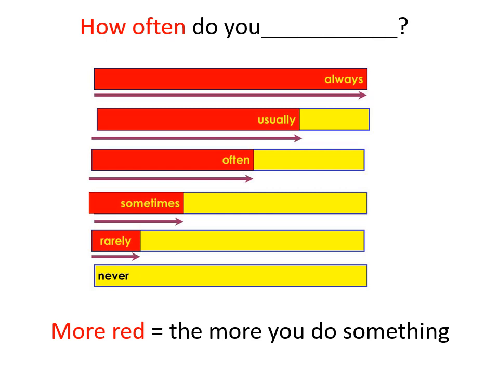What do you notice about this picture? If you said always has the most red, you are correct. If you said never has no red, you are also correct. If you said usually has more red than often, you are correct, and often has more red than sometimes. Rarely has more red than never. So the more red that you see, that means the more that you do something.